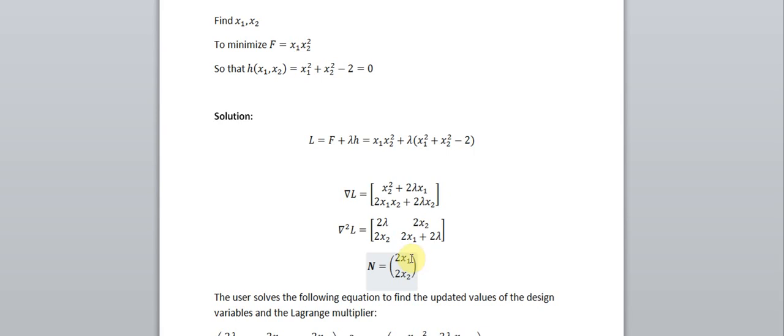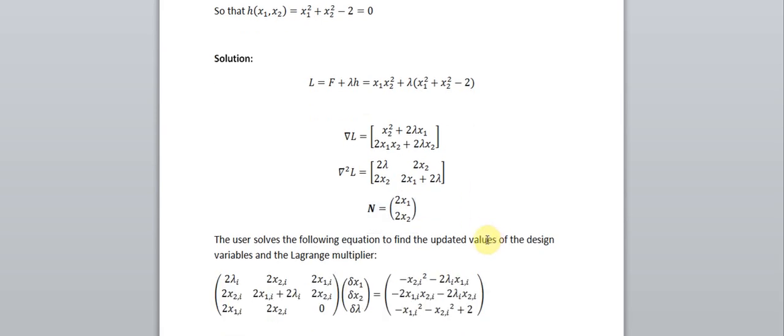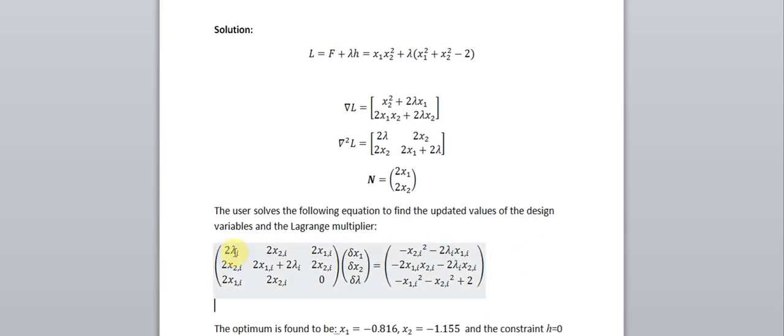These are the derivatives of the constraints. So now we formulate the equation that we can use to update the estimates of the design variables and the Lagrange multipliers. This is the equation. We have a 3 by 3 matrix. These are the increments by which we want to change the estimates of the solution and the constraints, and this is the right-hand side.